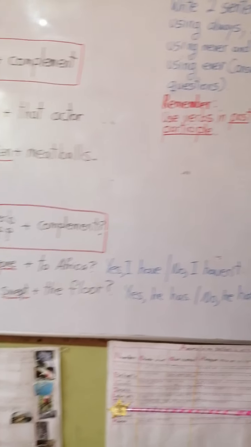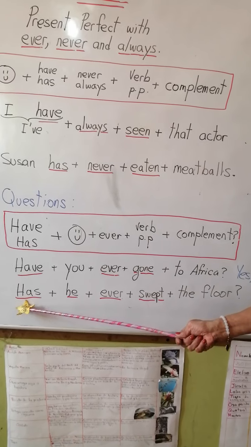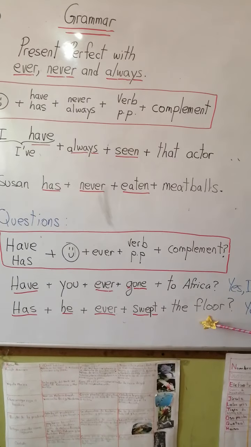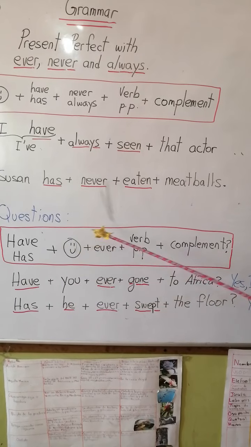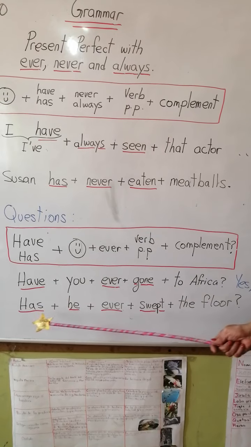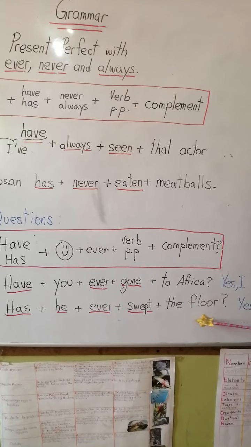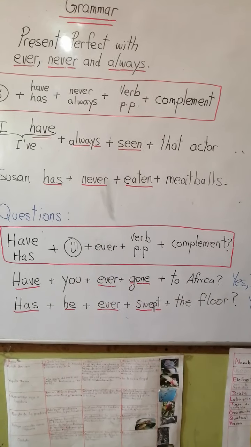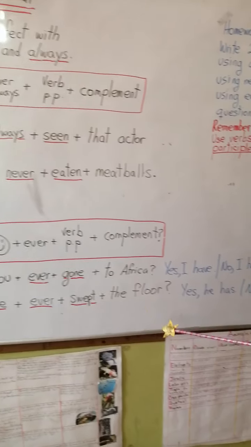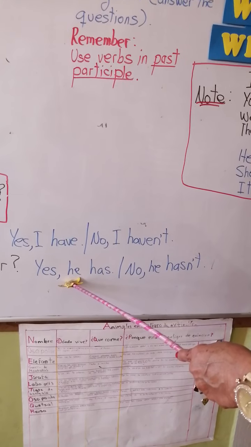Okay, and the second one, we are going to do it with has because we are going to use he. Has he ever swept the floor? Okay, we have here the same formula. Can you see? The correct translation in Spanish is ¿alguna vez él ha barrido el piso? Yes, he has, or no, he hasn't. We are going to use has because we are talking about he.